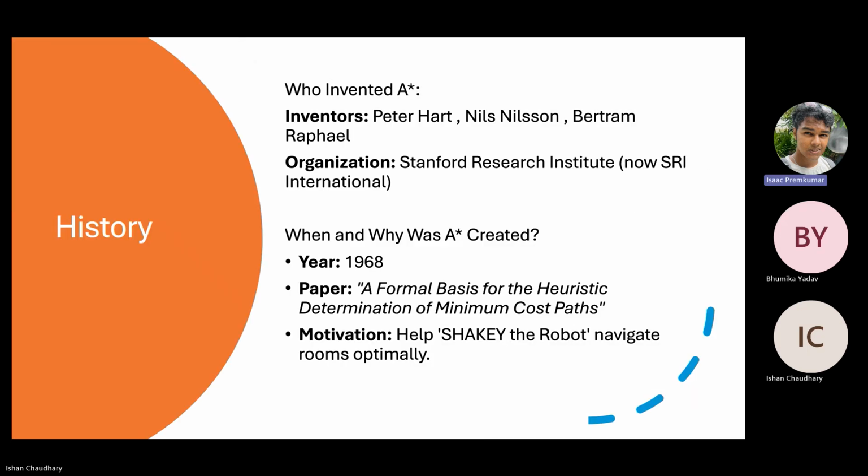Who invented the A-star algorithm? Peter Hart, Nils Nilsson, and Bertram Raphael created the A-star algorithm, and it was developed in the Stanford Research Institute. The original motivation for the invention was to help Shakey the robot navigate rooms optimally. It was created in 1968 and it was published in the paper called A Formal Basis for the Heuristic Determination of Minimum Cost Paths.